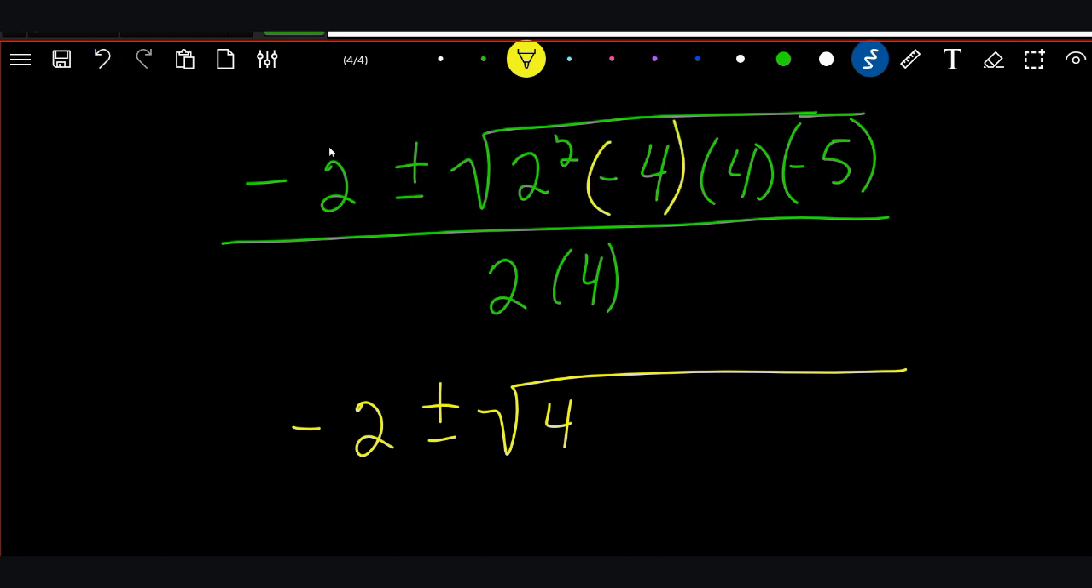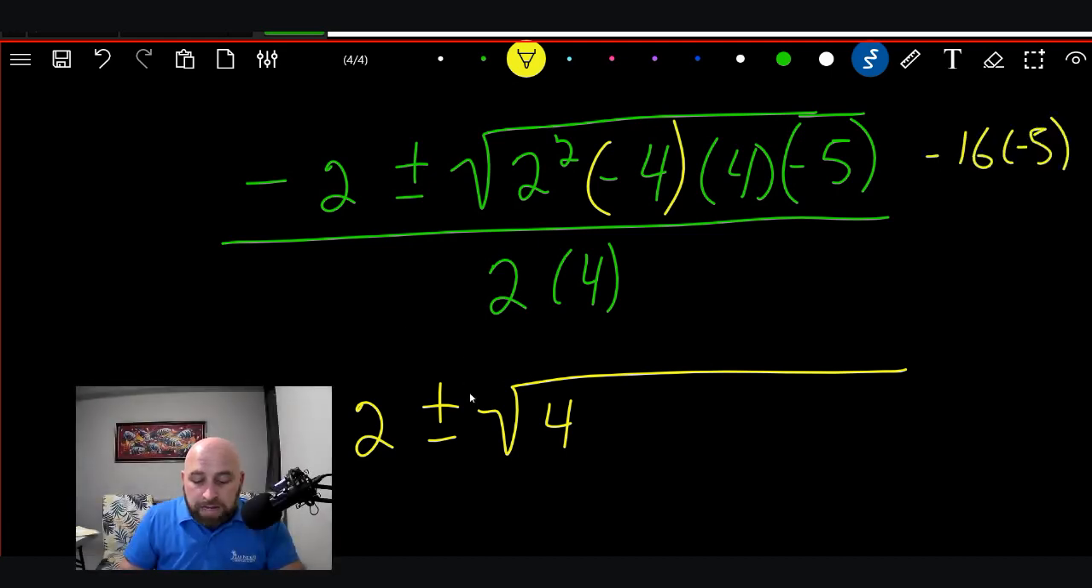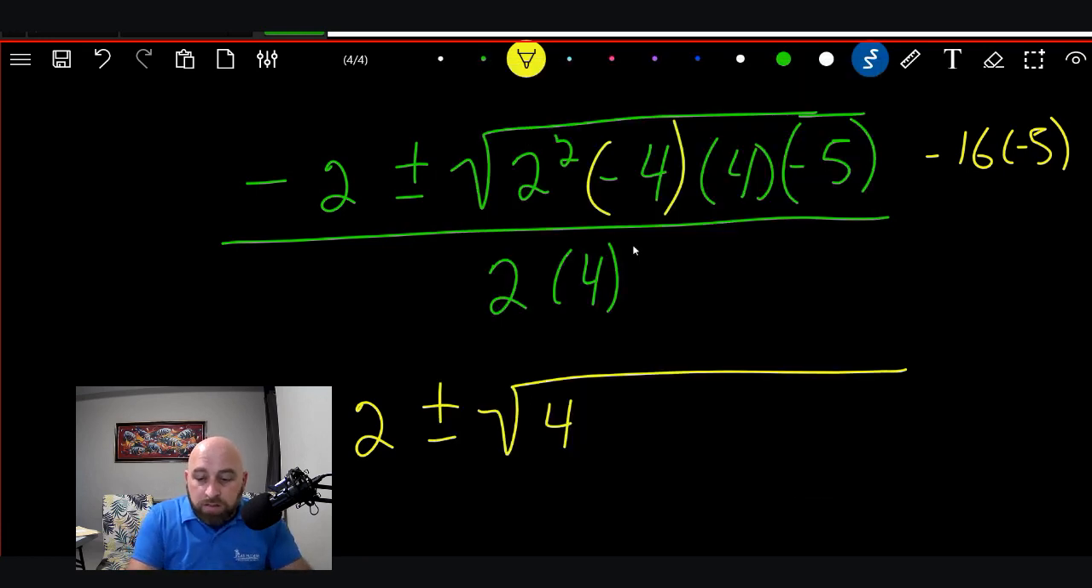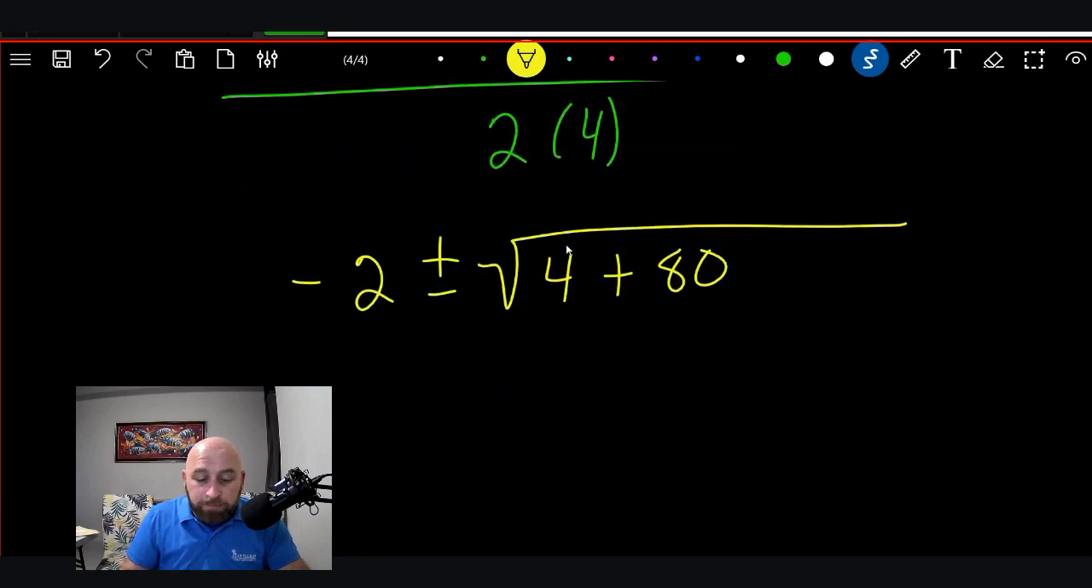So we'll say negative 4 times 4, that's going to be negative 16 times negative 5. So negative 16 times negative 5, get your calculators out, it's going to be faster. We don't need to do the negatives because we know the answer is going to be positive because it's going to be negative times negative. So 16 times 5 equals 80, and that's going to be a positive 80. So plus 80. And that's going to be over 2 times 4, which is 8.